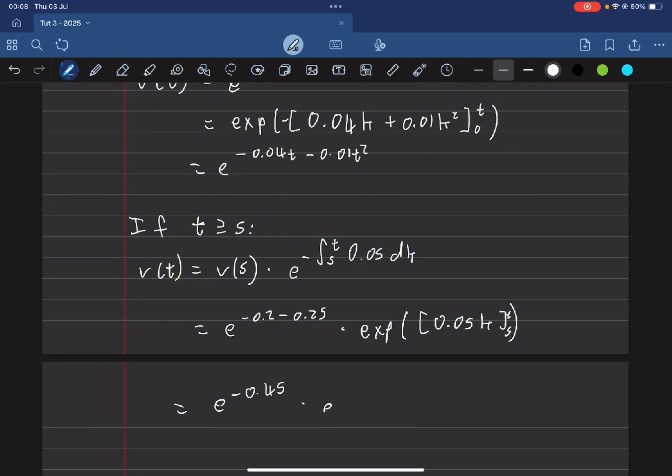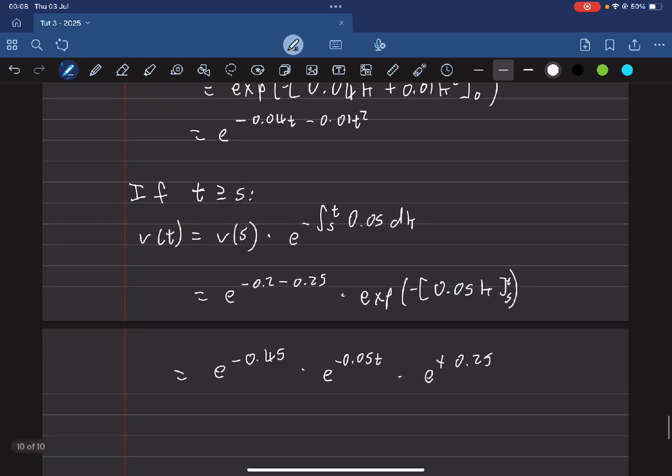Okay, so we sub in t, we get e to the 0.05t. And when we sub in 5, we get e to the negative... I forgot my negative here as well. So this should be negative, negative, yep. And then this should be positive 0.25. Okay, I hope that all makes sense. Sorry, I messed up the negatives a little bit there.